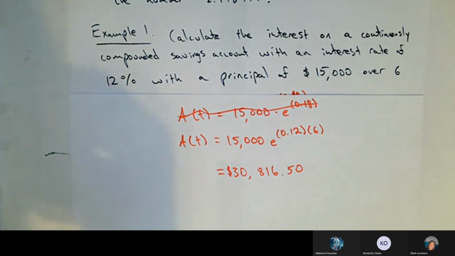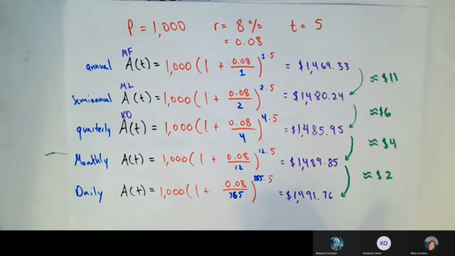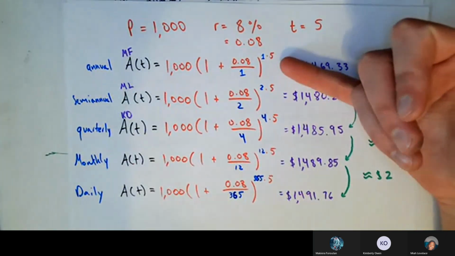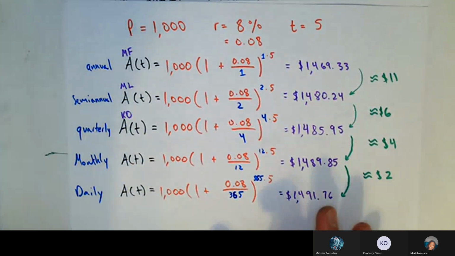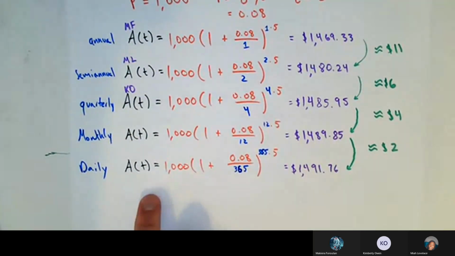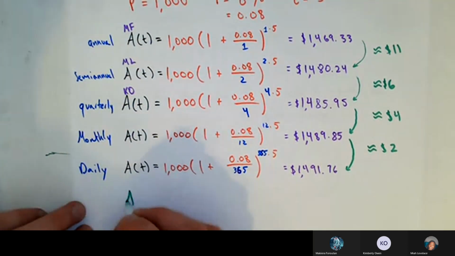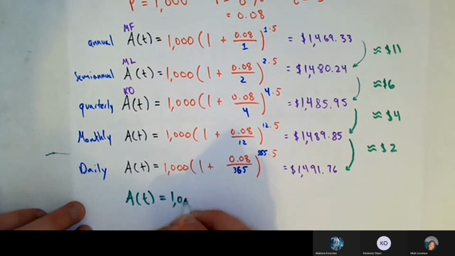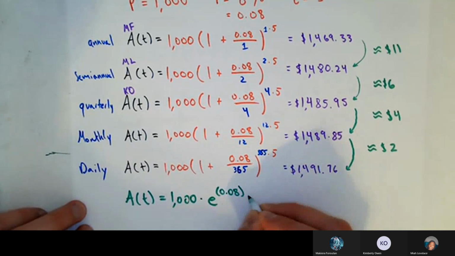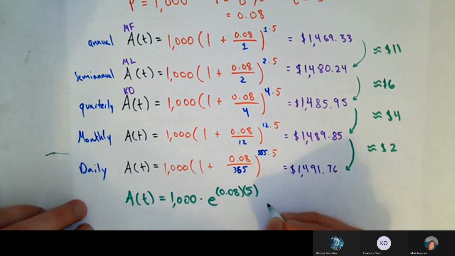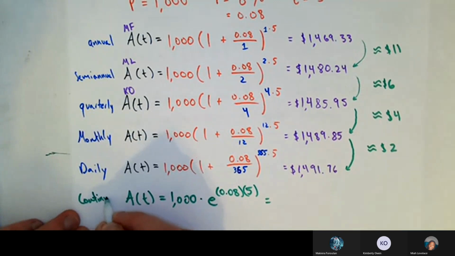In fact, with the amount of money we were looking at earlier, with the $1,000 at the 8% interest, the difference between an annual compounding and a daily, oh, you know what? Let's calculate what it would be for continuous here. Now that we know how to do that, let's calculate that right here. So for continuously, A of t is equal to 1,000 times e raised to the 0.08 times 5, which is what we let t be there. So this is for continuously, the special case.